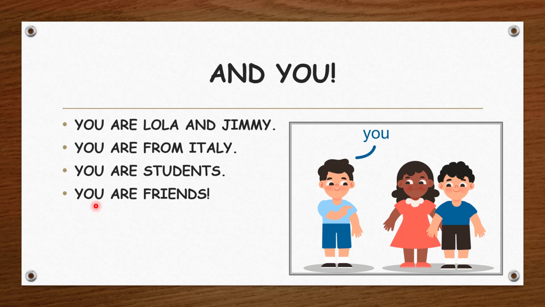And you here is to talk about plural, about many people, about two people or more. You are Lola and Jamie. You are from Italy. You are students. You are friends. Okay, so the first you we have seen earlier is to talk about singular, one person, either female or male. But here we are talking about two people or more.